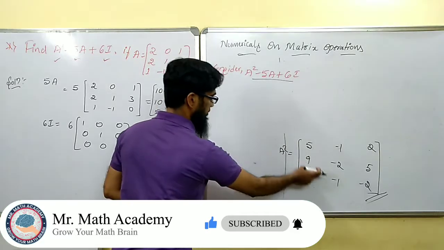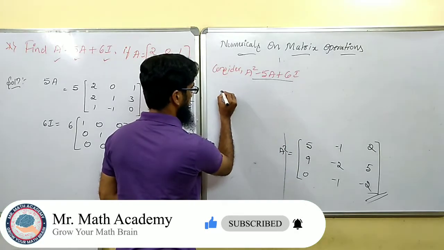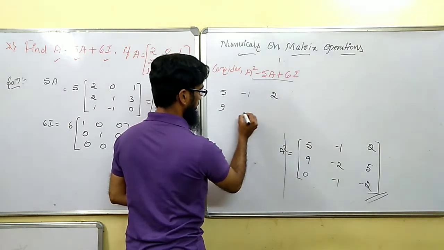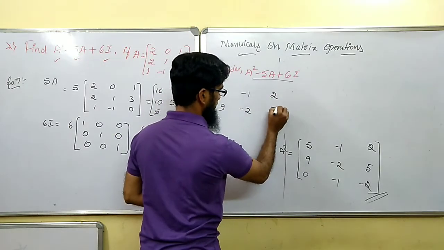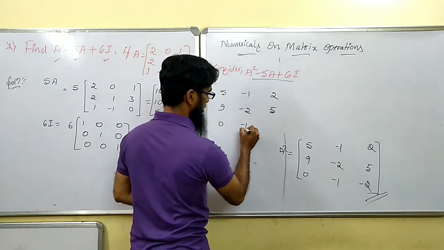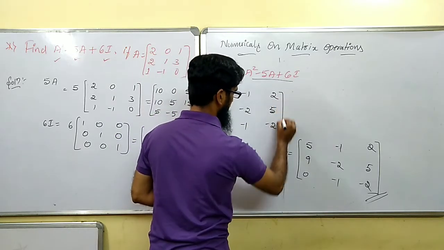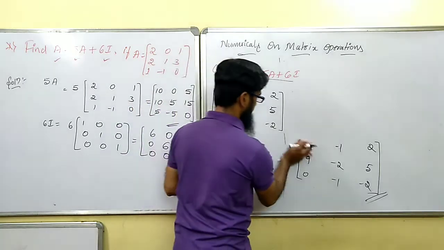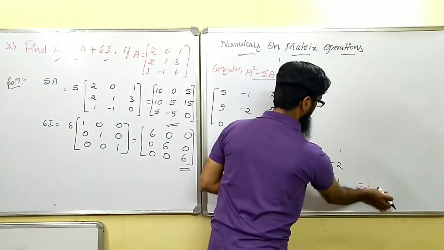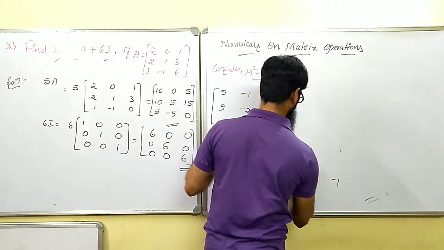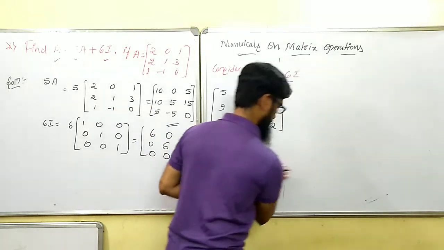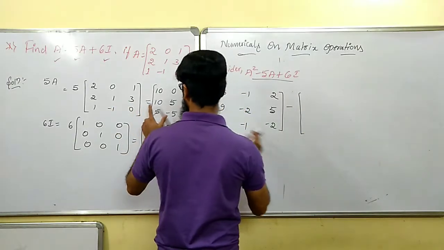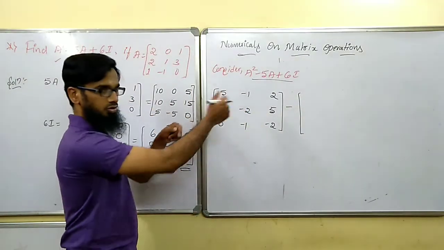So A square means this matrix: 5, minus 1, 2; 9, minus 2, plus 0; minus 1, minus 2. This is your matrix A square. Now again, the minus 5A. So 5A means we have to substitute this matrix here. So I'll consider minus 5A. Take this entire matrix over there.